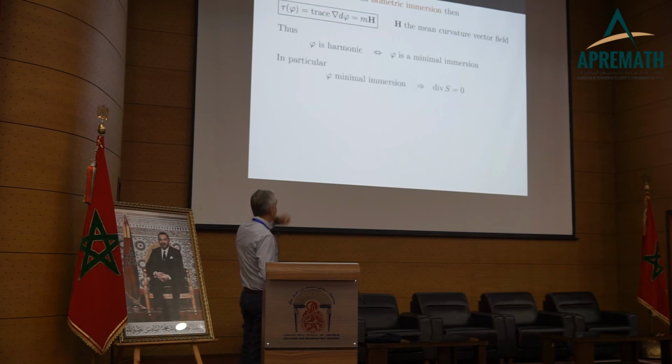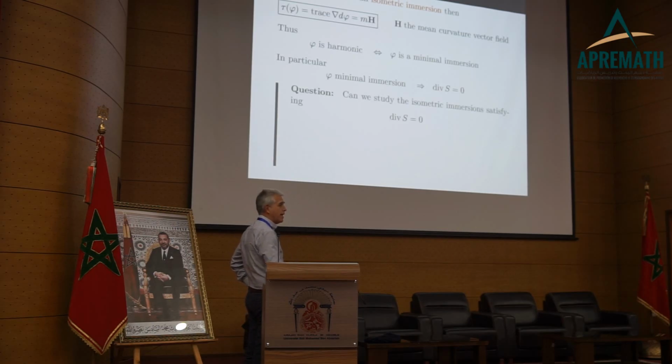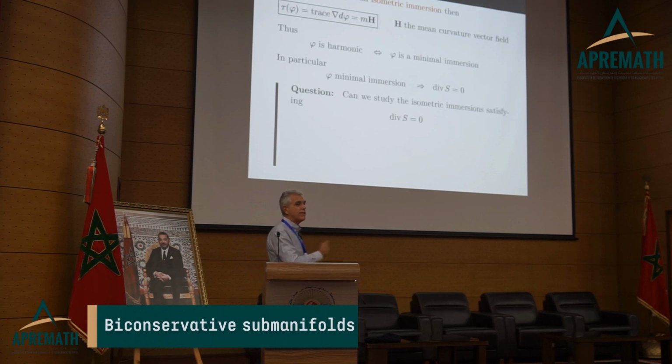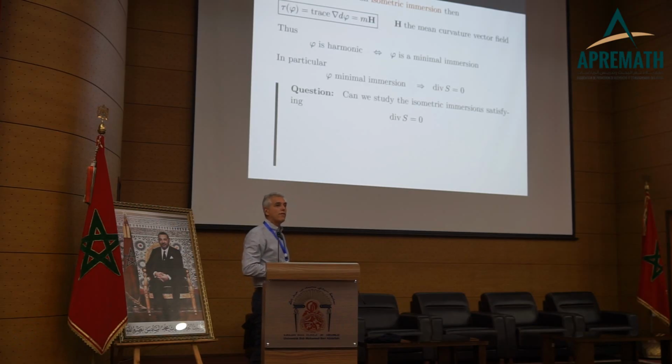And then, if you start with a minimal immersion, which is harmonic, then the divergence of the corresponding stress energy tensor is 0. So in general, you could ask the following question. If I have a minimal immersion, it is a harmonic isometric immersion. But if I start with an immersion such that the divergence of S is 0, does it have any meaning to study this new class of isometric immersions? Because the other inclusion, it's not clear if the other way around is true in general.